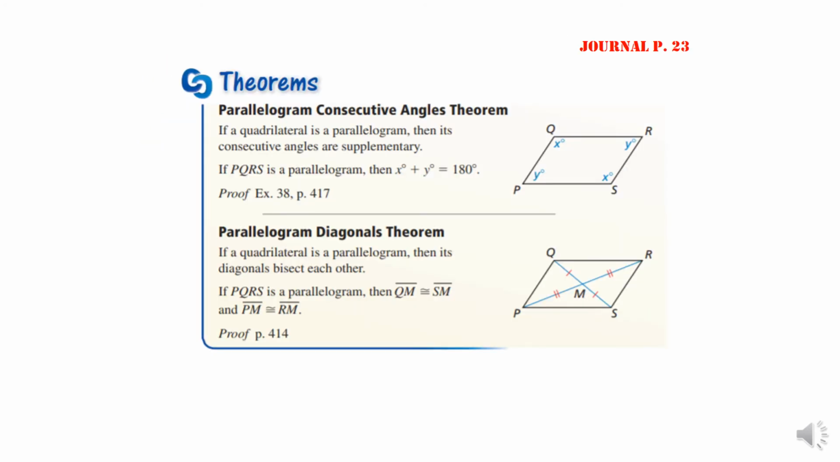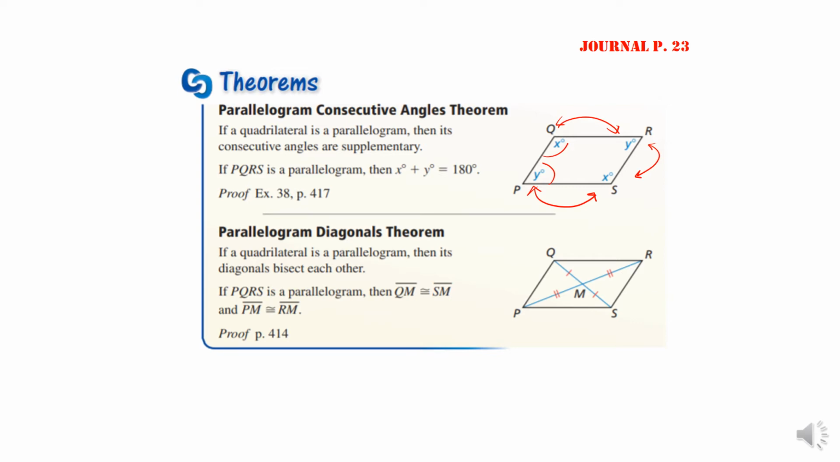Okay, so now we have another rule for parallelograms. Parallelogram consecutive angle theorem. If a quadrilateral is a parallelogram, then its consecutive angles are supplementary. That means the ones next to each other. These are consecutive. They are supplemental. Or these are consecutive, and these are consecutive. So you can see that in each case, x plus y equals 180. And they are supplementary. Okay?